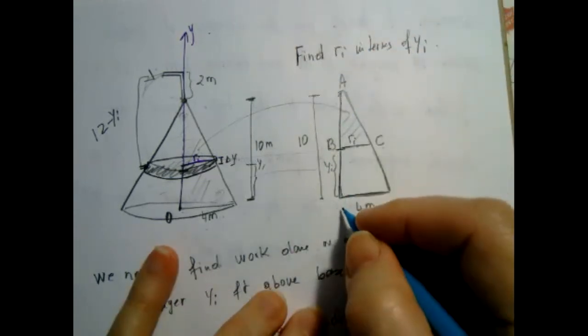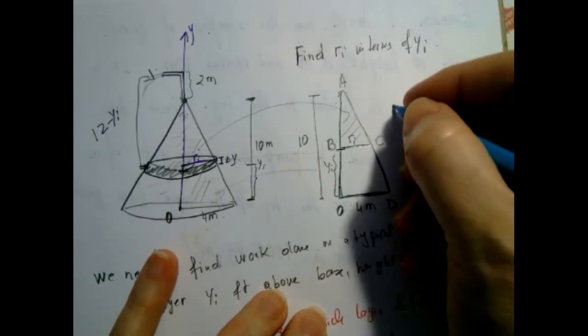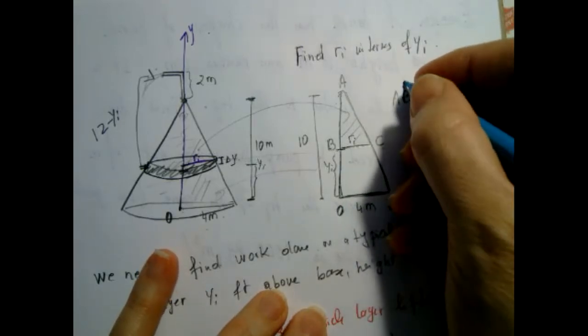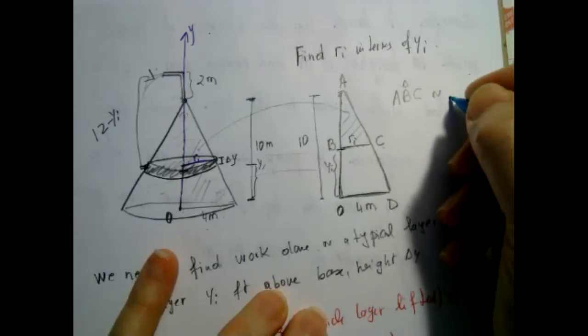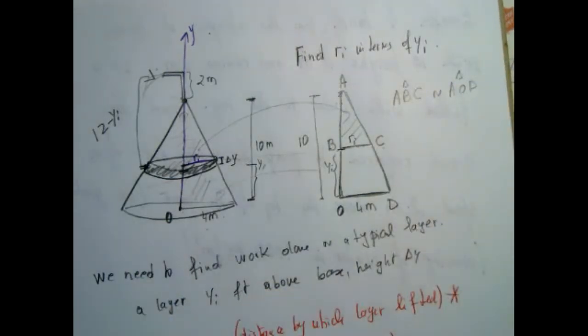And the bigger one, let me give it, this is O, I cannot change it. And let me call this D. So the triangle ABC is similar to the triangle AOD. It means that the ratio between the sides is the same, okay?